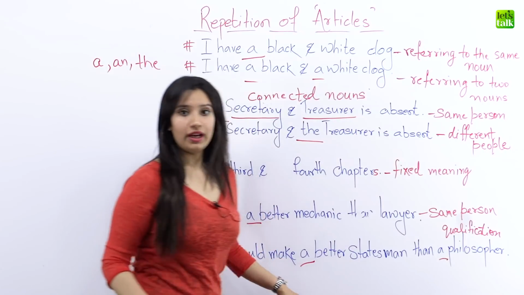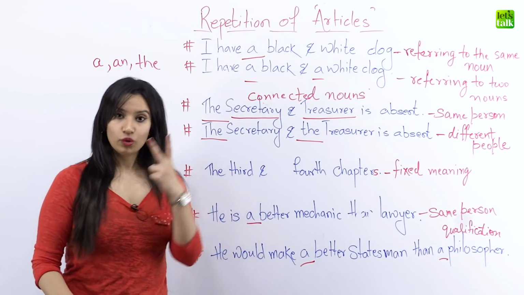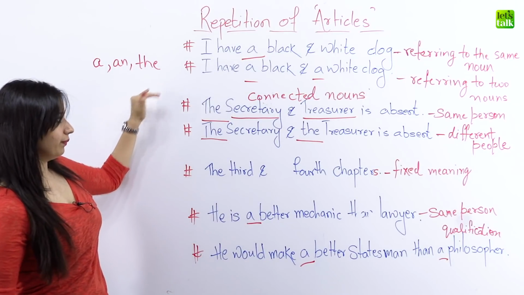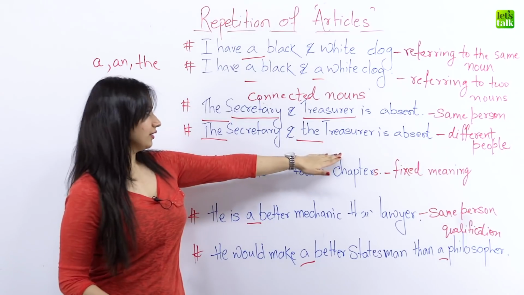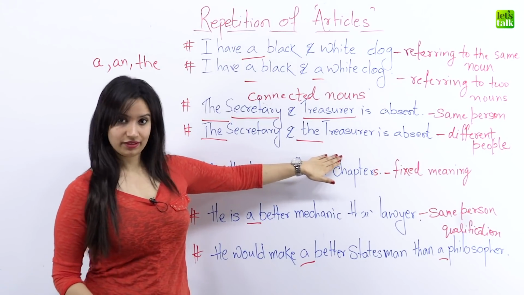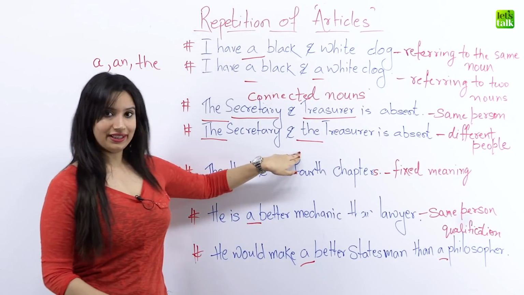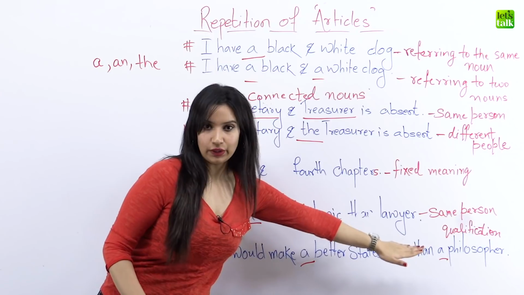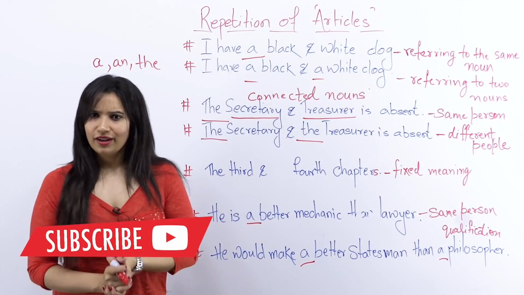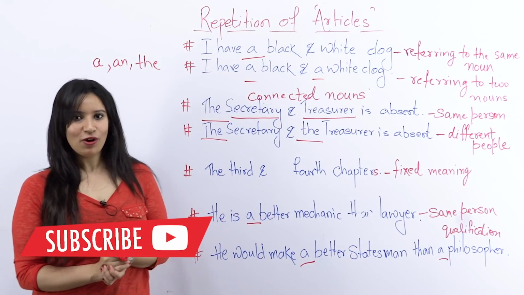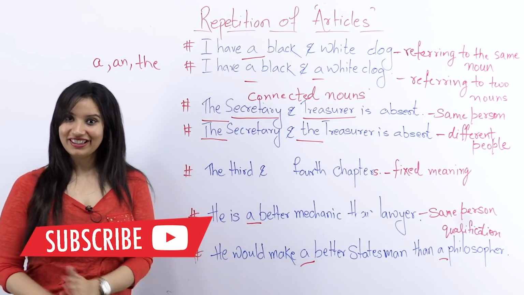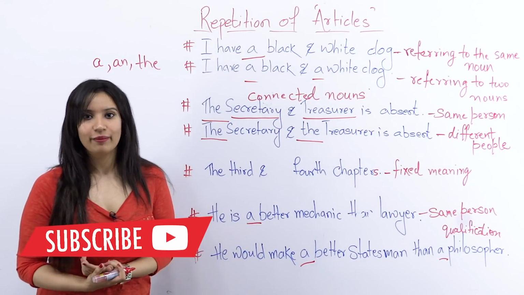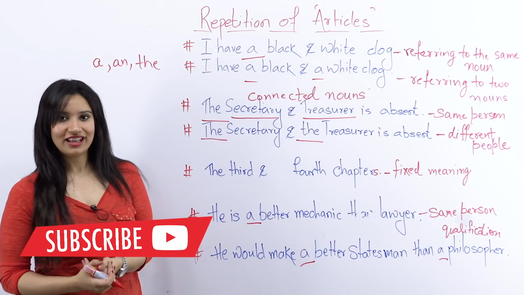And simply because we have used "a" twice before two different nouns, like in this sentence, the secretary and the treasurer is absent. So here we have used "the" twice for two different people. The same way we have used "a" twice here for two different people. Was it very complicated? I hope not. I hope you clearly understood how to use "a" and "the" and how to repeat them and when to repeat them before nouns and adjectives.